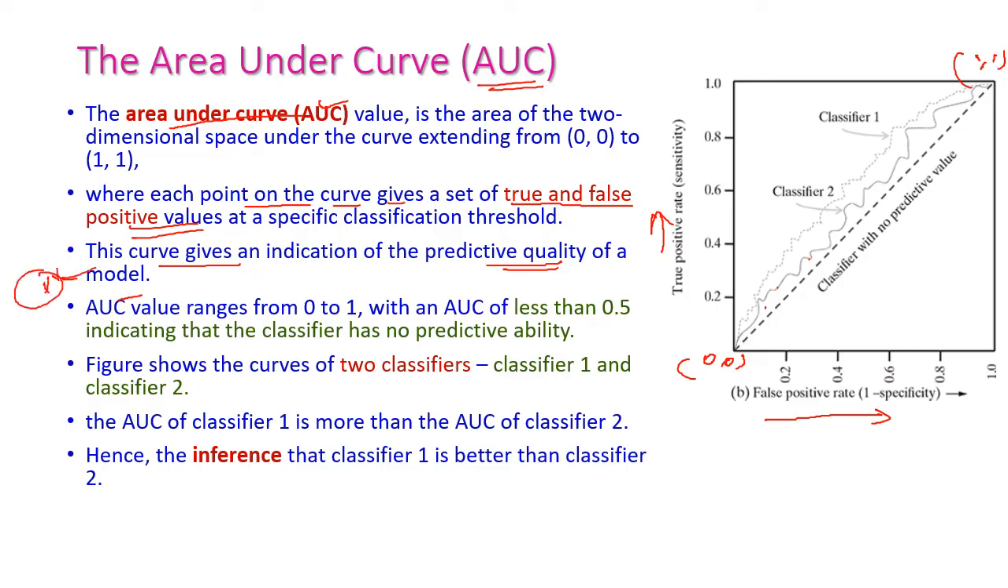Here we have two classifiers. The first one is classifier 2 and the second one is classifier 1, right? Here, the AUC of classifier 1 is more than the AUC of classifier 2. See, classifier 1 values are more when compared to classifier 2 values. Hence, classifier 1 is better than classifier 2.